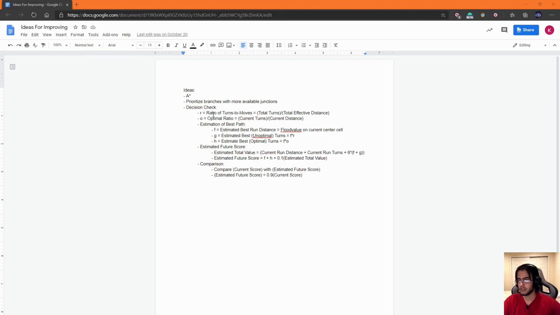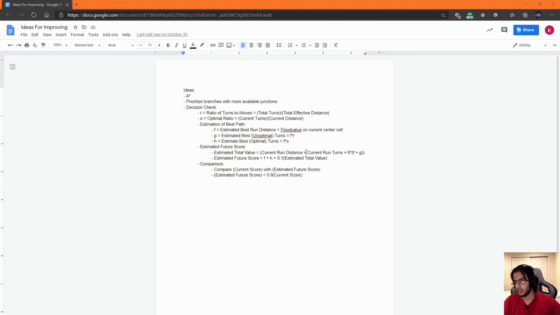And G, which is equal to estimated best number of unoptimal turns, which is F times R, right? Because total effective distance cancels out. The distances cancel out and you're left with turns. And then H is going to be your estimated best optimal number of turns. And then we find our estimated total value. What that's going to do is give you the total score you have, or you think you'll have, after you conduct like 3 round trips around the maze.